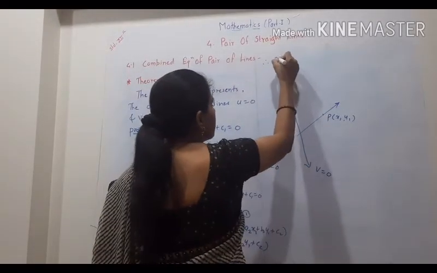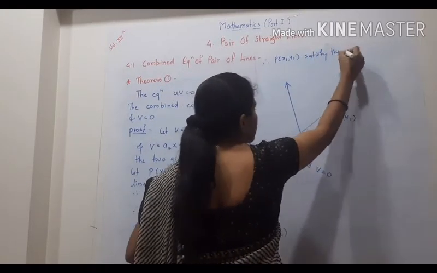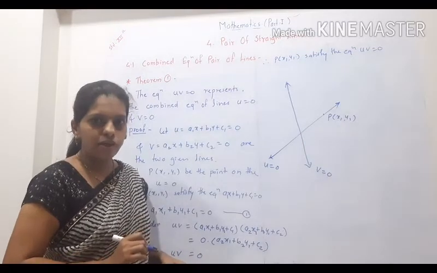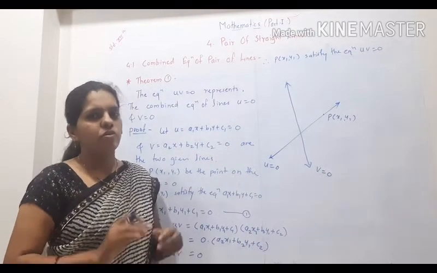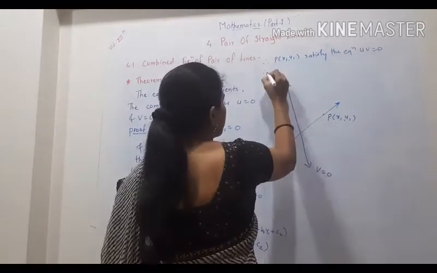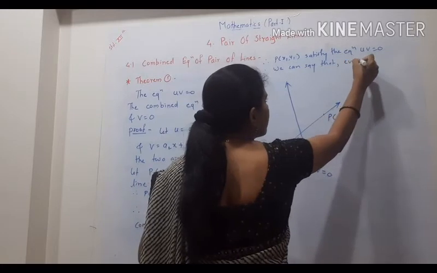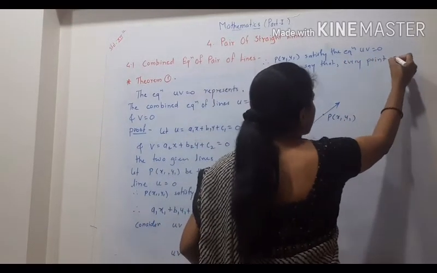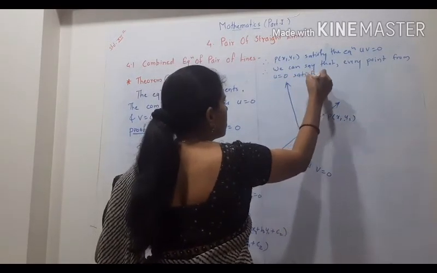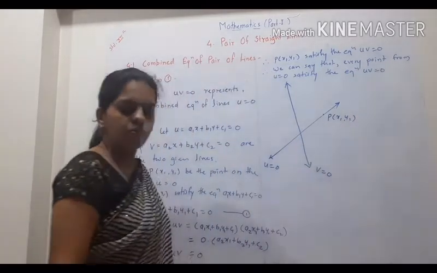Therefore P(x1, y1) satisfies the equation uv is equal to 0. And the point P(x1, y1) is an arbitrary point. This means that every point from the line u is equal to 0 satisfies the equation uv is equal to 0. Therefore we can say that every point from u is equal to 0 satisfies the equation uv is equal to 0.